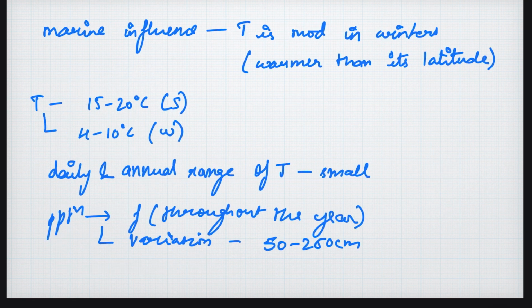Now a peculiar aspect of this type of climate is that it has marine influence due to its coastal location. Temperature is moderated in winters, warmer for its latitude. The warm currents have a warming effect on this type of climate. Temperature is 15 to 20 degrees Celsius in summers, and in winters it is 4 to 10 degrees Celsius. Daily and annual range of temperature is small. Precipitation is throughout the year. However, there is variation in precipitation. It can be from 50 to 250 centimeter.